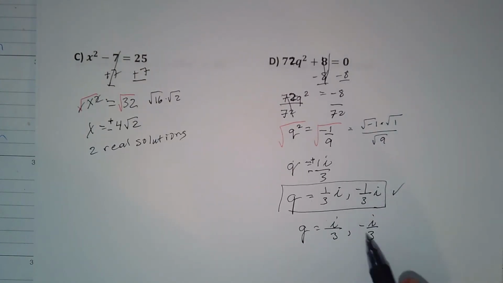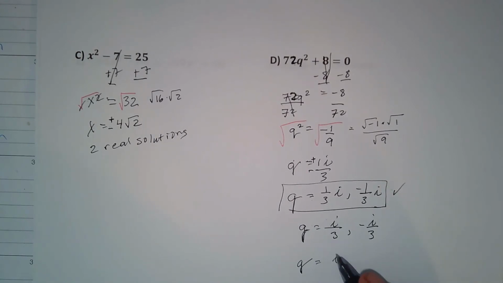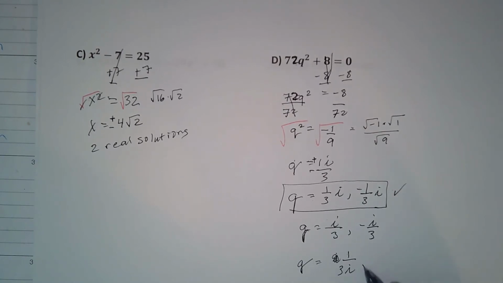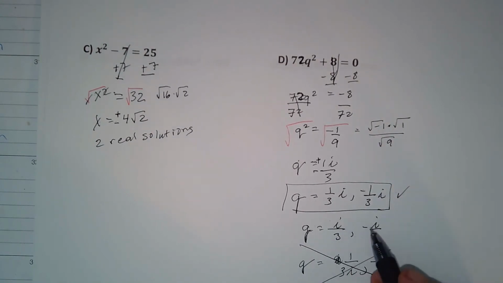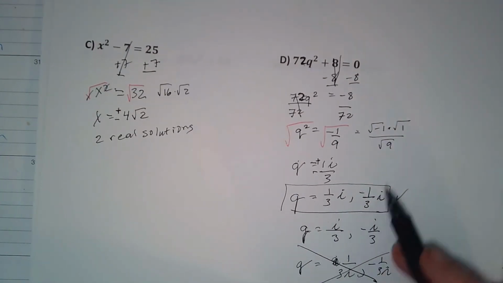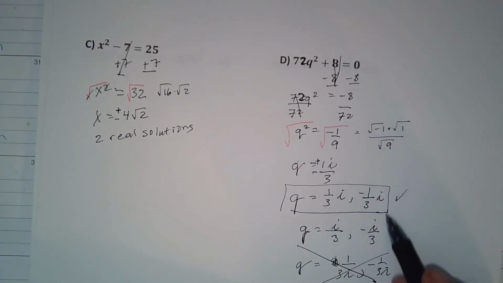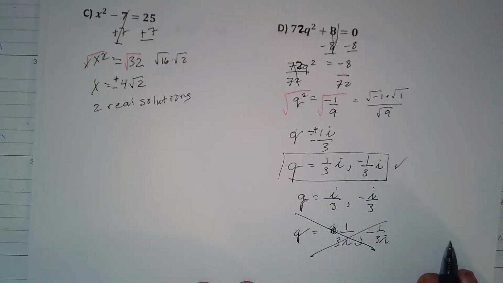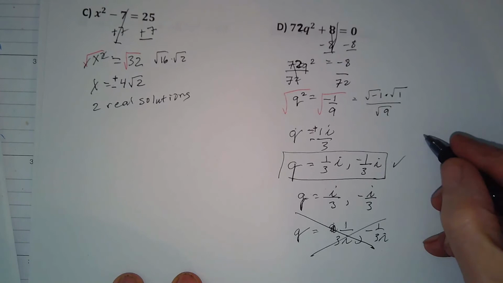The one thing you don't want to do is put the i in the denominator. So in other words, you don't want it to look like 1 over 3i or negative 1 over 3i. That is not what you want. The i does not go into the denominator. It's either in the numerator, because that's where it came from, or it goes to the side, like we show here. Okay? So make sure you do it in that fashion, and you will be in good shape. So what do you got here? You got two imaginary solutions.